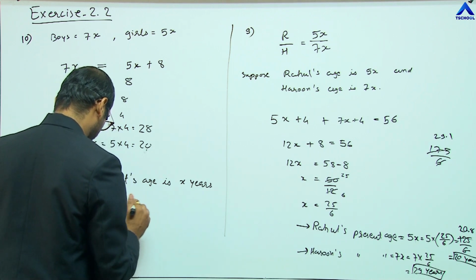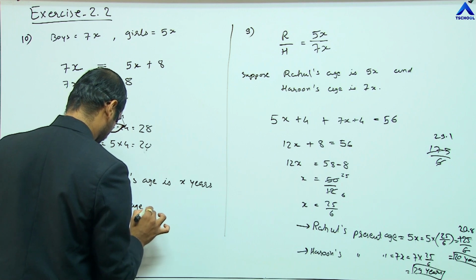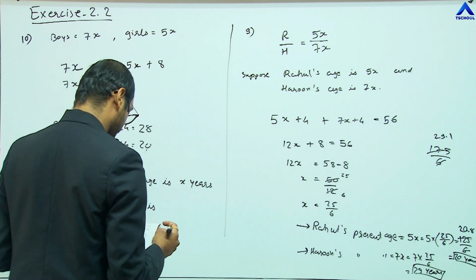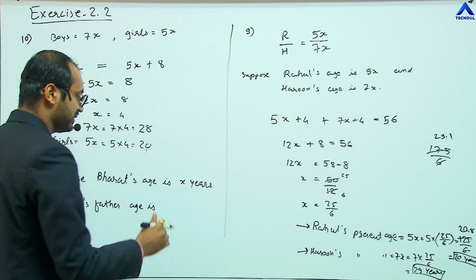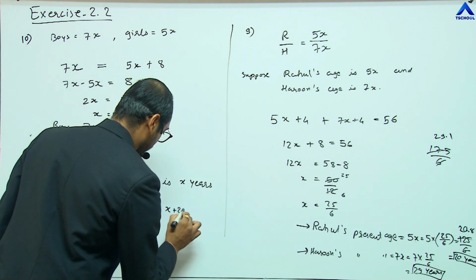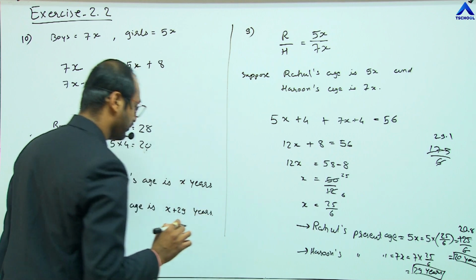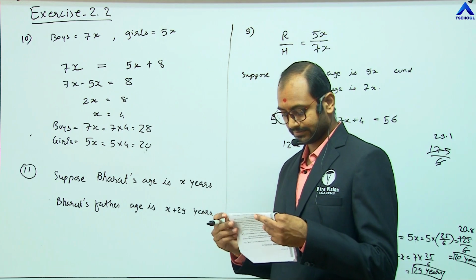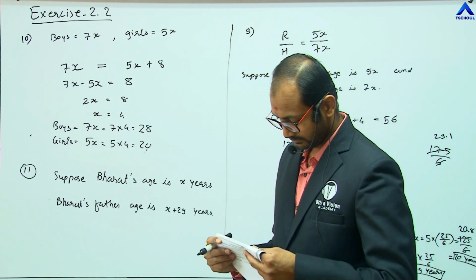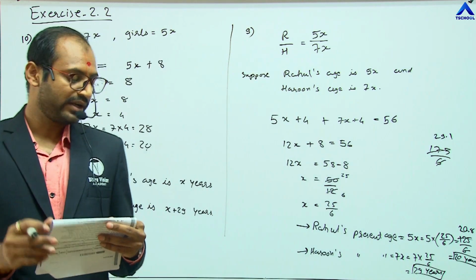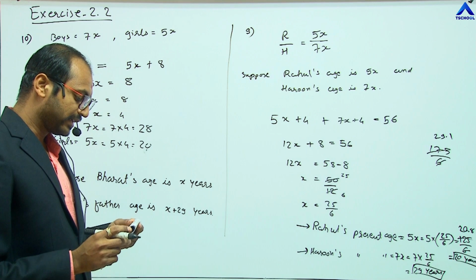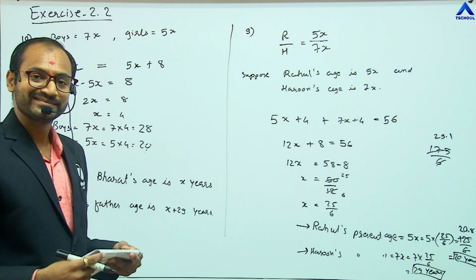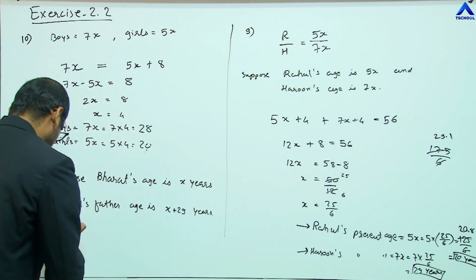Bharat's father's age is 29 years older. That means x plus 29 years. Bharat's father's age is x plus 29 years. Now again read the first sentence. Bharat's father is 26 years younger than Bharat's grandfather. Now, what is Bharat's grandfather's age?